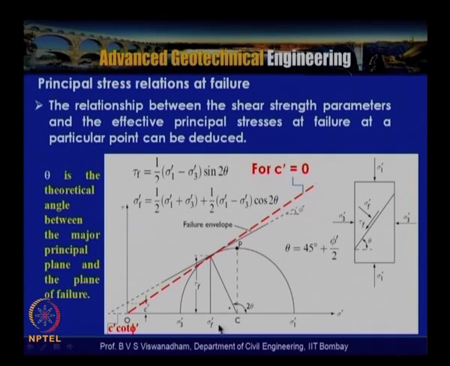This tau f is given by this vertical ordinate, and sigma dash f is sigma 1 plus sigma 3 by 2 plus half of sigma 1 minus sigma 3 cos 2 theta. By using the geometry, from here we can get tau f and sigma dash f. If we consider c dash as this vertical intercept, with an inclination of phi dash, this small horizontal intercept is called c dash cot phi dash. Theta is the theoretical angle between the major principal plane and the plane of failure.